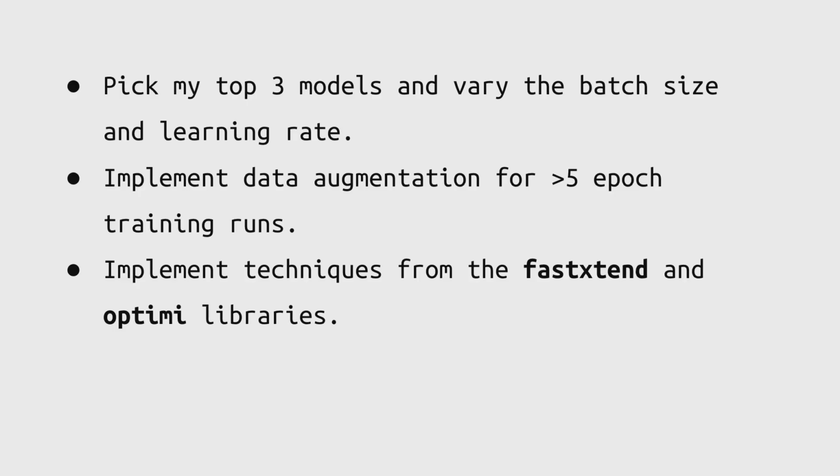And then when I move past the 5 epoch regime and go into the, I think, 20, 80, and 200 epoch regimes, I want to implement data augmentation. I want to maybe implement different losses. And then I also want to implement techniques from the fastxtend and optimizer libraries. So there are different optimizers, and different techniques like progressive resizing that are easy to implement. And then fastxtend has its own set of vision data augmentation as well that are different from the fastai data augmentation techniques. So these are my next steps, and I think this will give me some bite-sized experiments to iterate on quickly and hopefully start gaining some intuition on what works and what doesn't work.